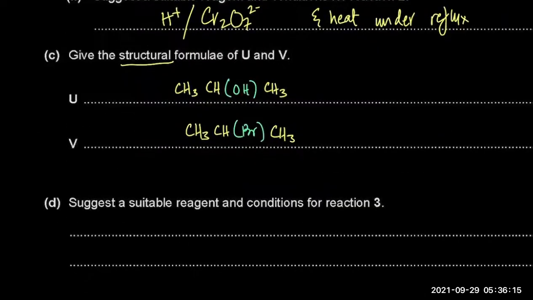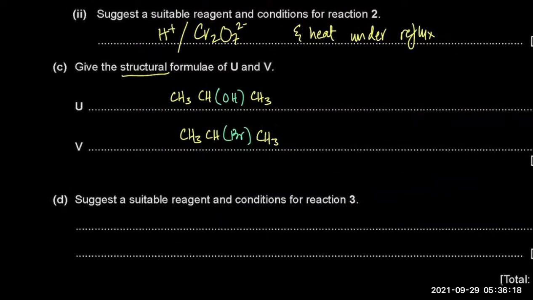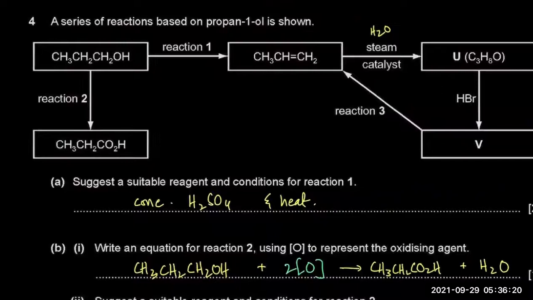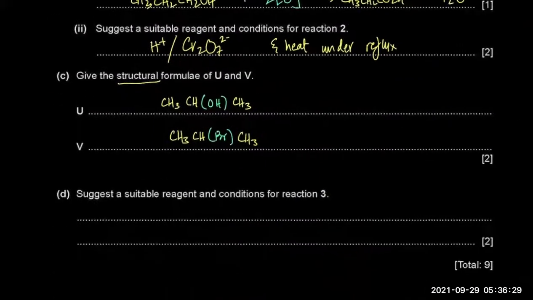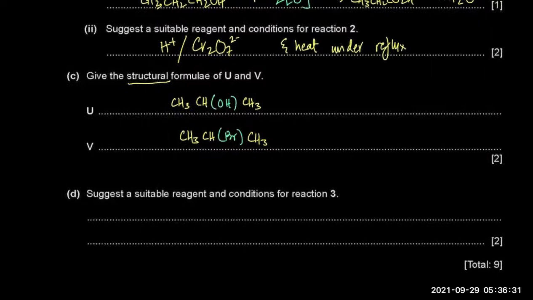Okay. Suggest a suitable reagent and condition for reaction 3. In reaction 3, that halogenoalkane is converted back into an alkene. For elimination of halogenoalkanes, what is the reagent and condition? What was it in the last paper too? NaOH in ethanol and heat under reflux.